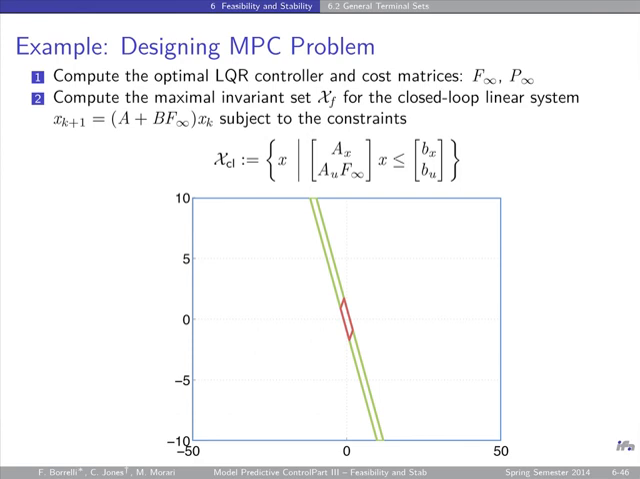The terminal constraint you have to compute. Well, compute the maximum invariant set. There is an MPT command for that, which I forgot now, what it is. You will learn it today, where you have to give the closed loop system. You have to give a closed loop.